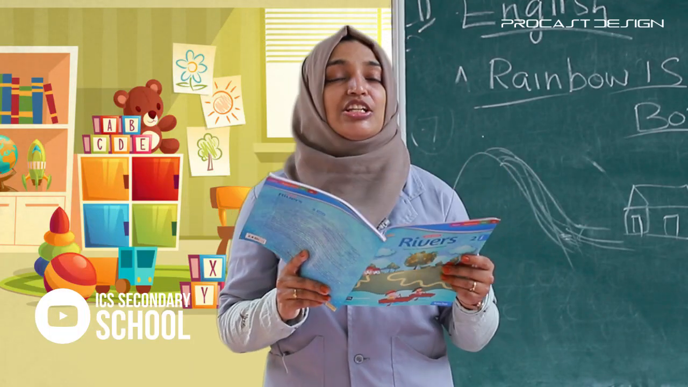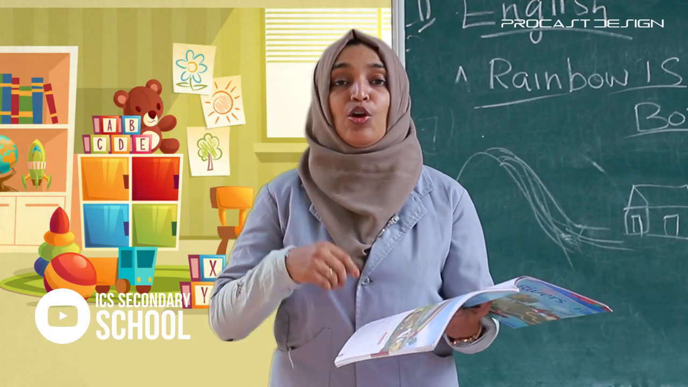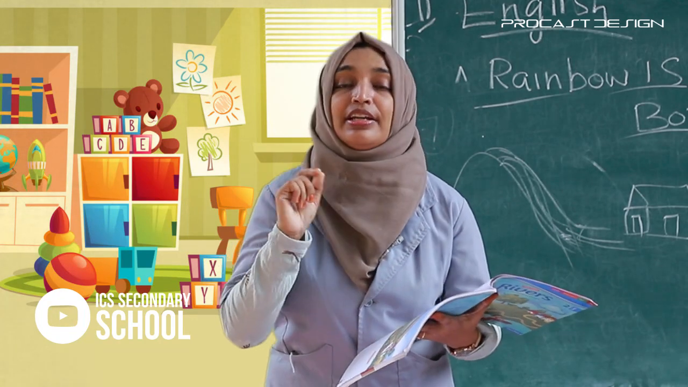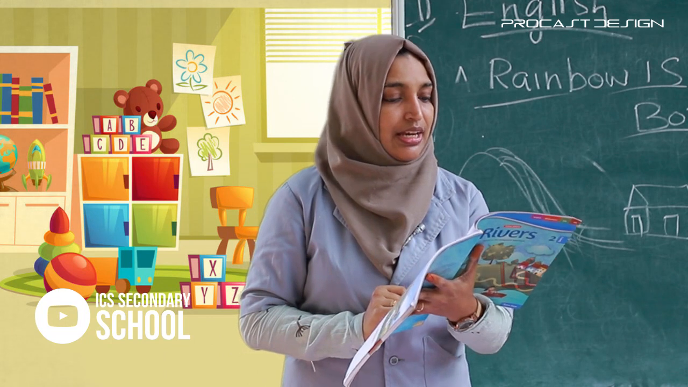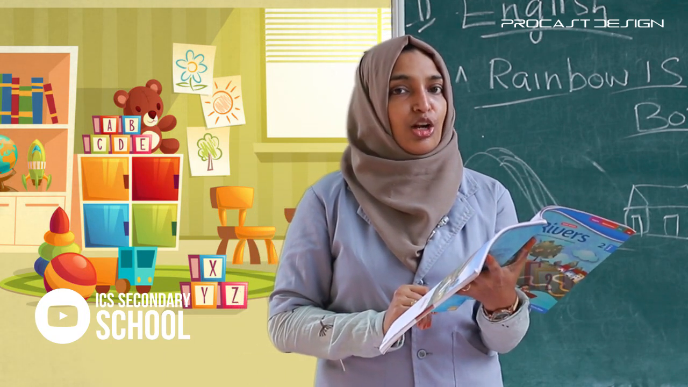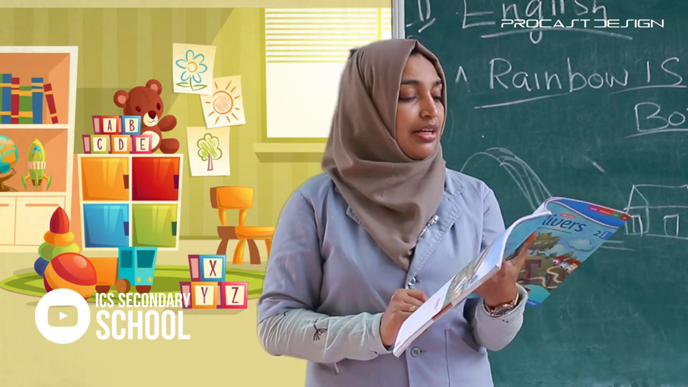And daffodils bright yellow. He gave bright yellow to the daffodils. He painted bright yellow for the daffodils. Which is the color of a daffodil? Yes, it's a yellow color.